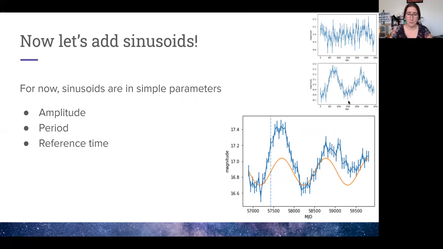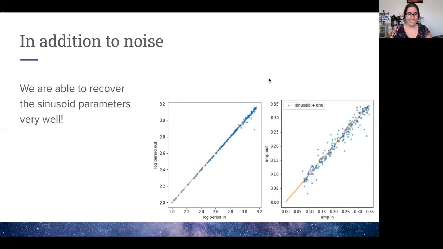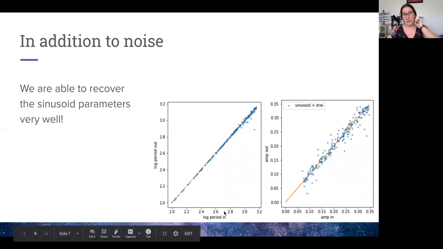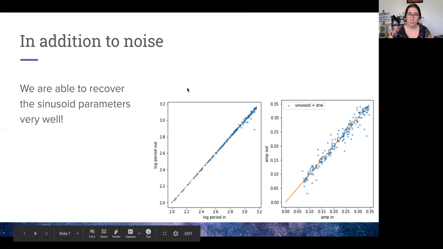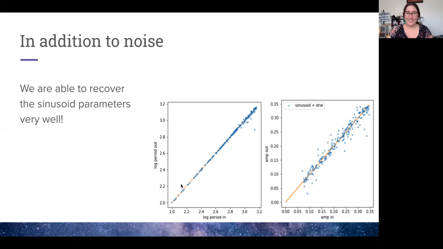So this is a really complex problem, and depending on the realization of the noise, it can be really difficult. So luckily, this method that we've written and a lot of people have worked really hard on is able to do a really good job, and we're able to recover the sinusoid parameters really well. So here you can see I've plotted both period and amplitude of the sinusoid from injected on the x-axis and output by the MCMC on the y-axis. You can see they follow along a nice line. So this is great. This means that we're recovering both the period and the amplitude of the sinusoid really accurately.